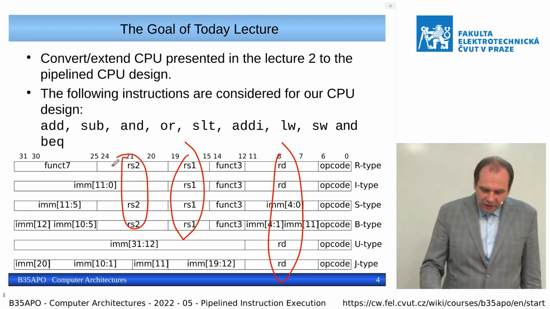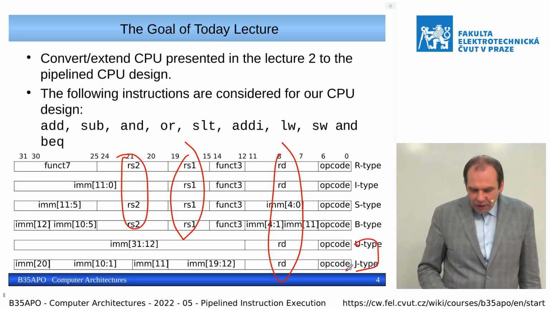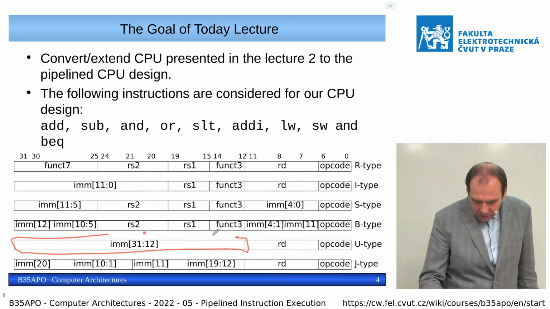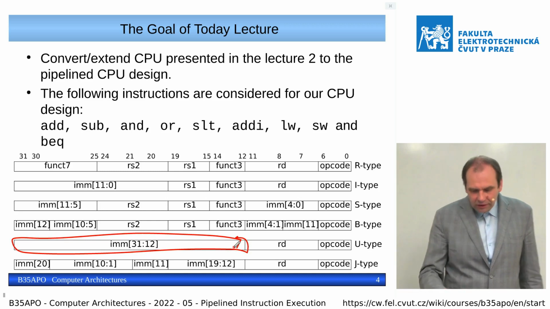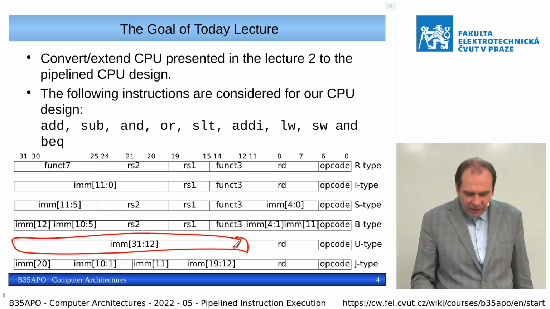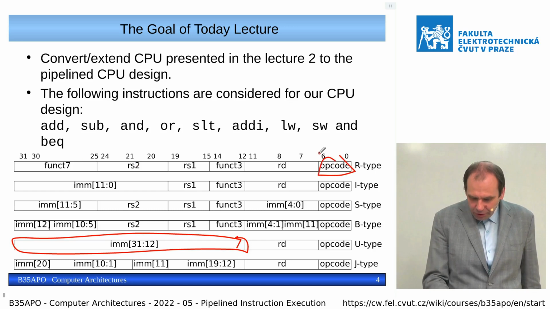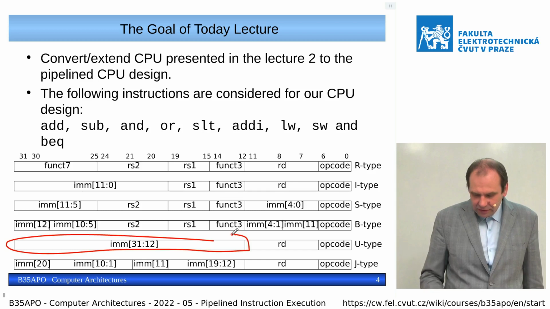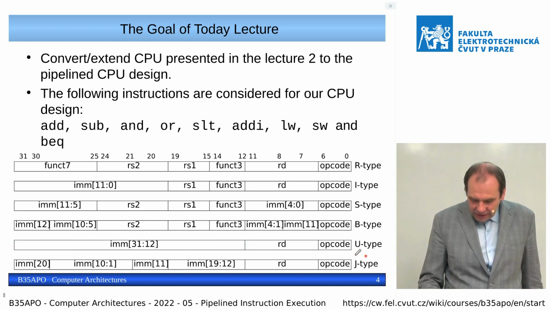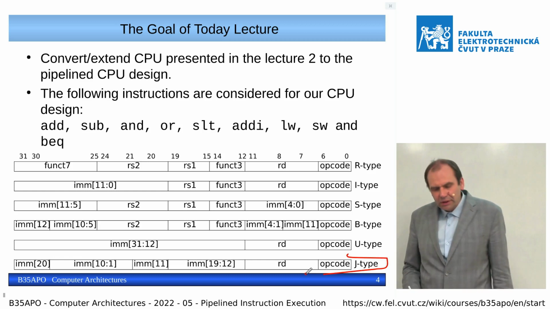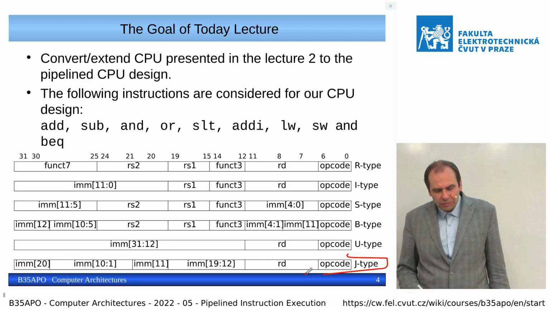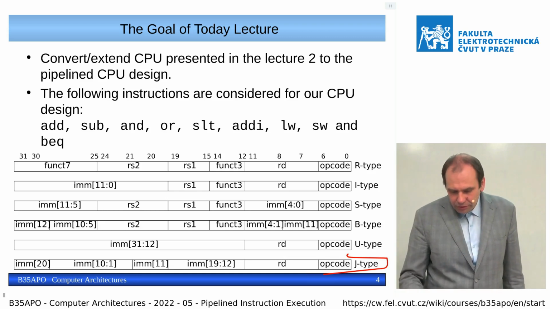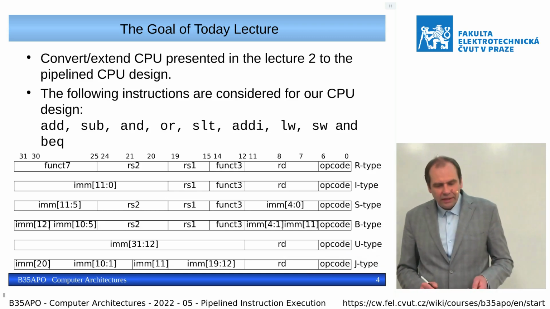Then there are the instructions which allow setting the upper 20 bits of the register, because we cannot encode 32 bits into a 32-bit instruction when there should be some space for the opcode and the rest. So we have that special instruction which can set the upper part of the register. And then we have some instructions for unconditional jumps and subroutine calls. We leave those for some of the later lectures.